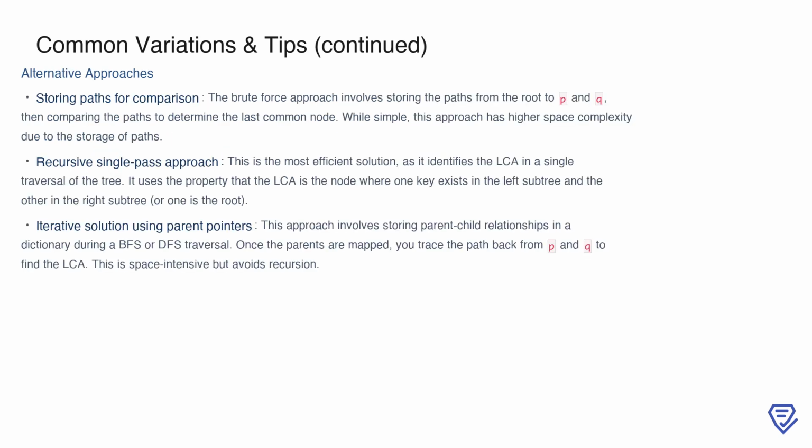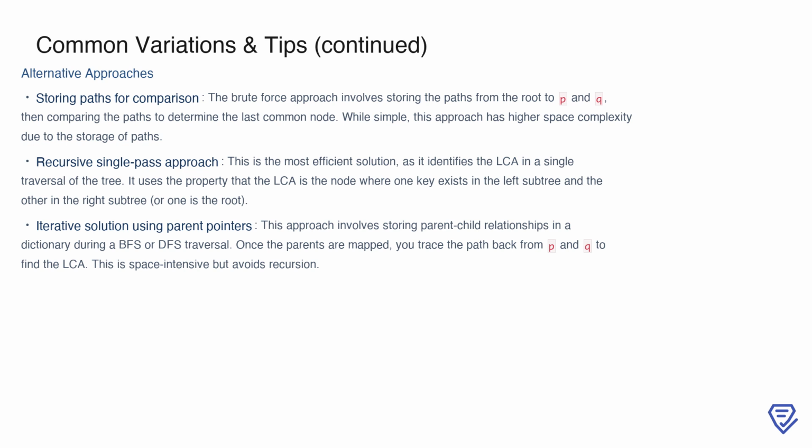When it comes to alternative approaches, there are a few worth mentioning. A straightforward but less efficient method involves storing the paths from the root to nodes P and Q. Once you have these paths, you can compare them to find the last common node. However, this approach has higher space complexity because you need to store the full paths. A more efficient solution is the recursive single-pass approach. This leverages the insight that the lowest common ancestor is the node where one target is in the left subtree and the other in the right, or where one of the nodes is the root itself. This method only requires a single traversal of the tree, making it optimal in both time and space.